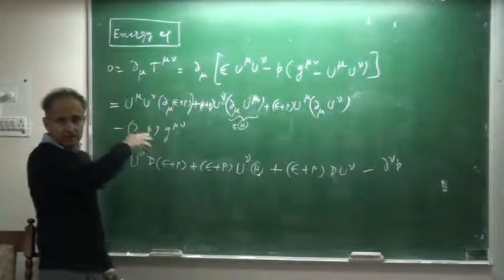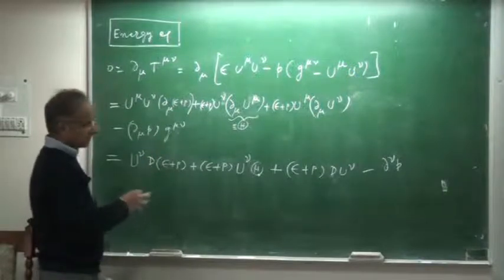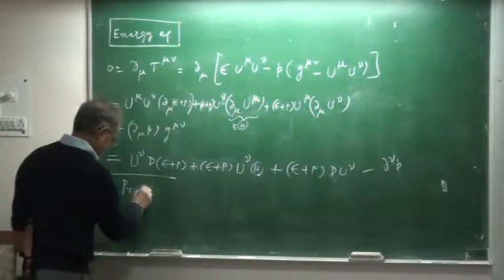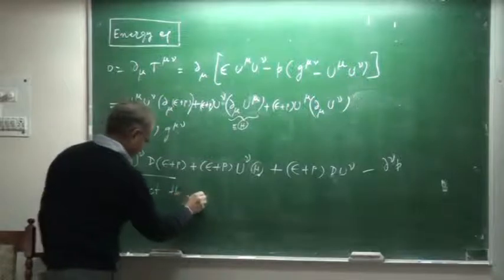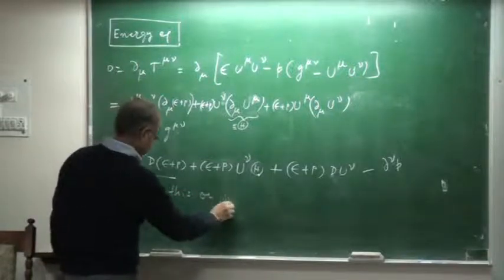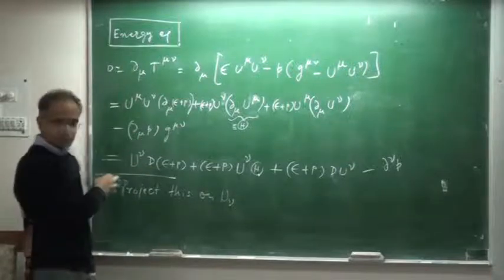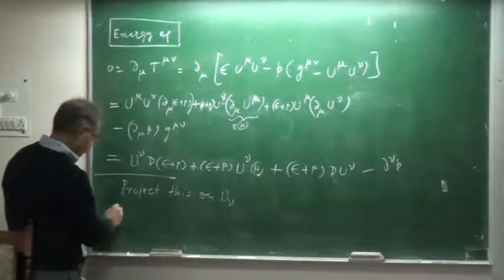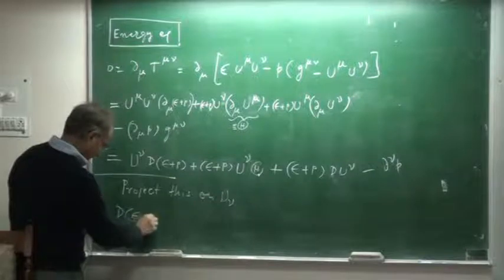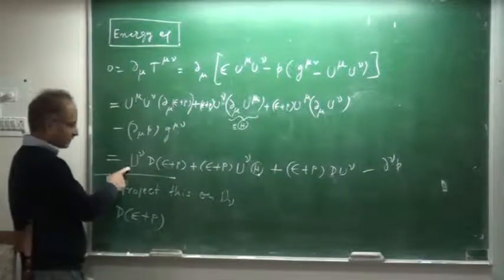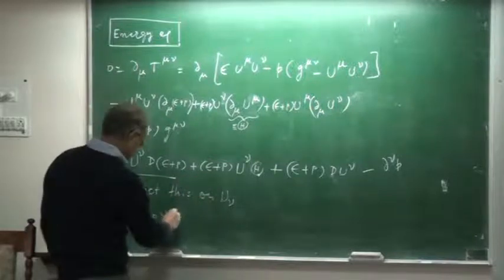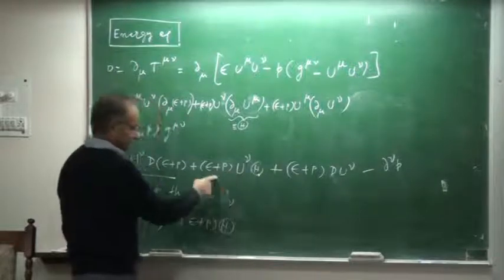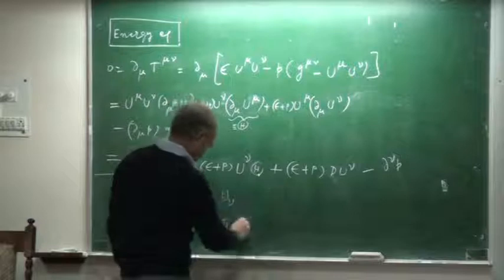Fine. I hope you are following this algebra. Okay. Now let me project this on u nu. Pre-multiply by u nu. So what will the first term do? It just gives me D of epsilon plus p, because u nu u nu is 1. Here this term gives this. What about this term?